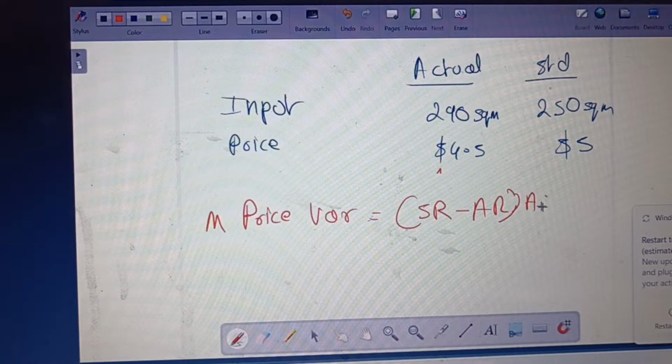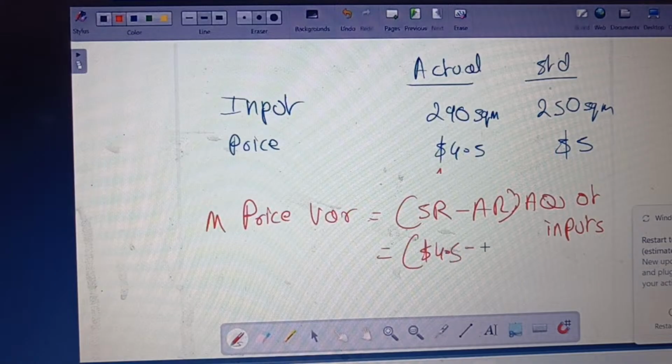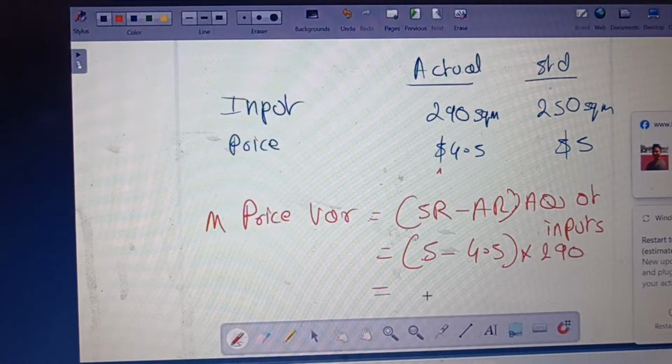Actual quantity of inputs, okay? Not output. This is the actual quantity of inputs. We are calculating the manufacturing input variance. So standard rate is what? $5 minus actual rate 4.5, multiplied by 290. Is the result unfavorable or favorable? Favorable. Perfect.